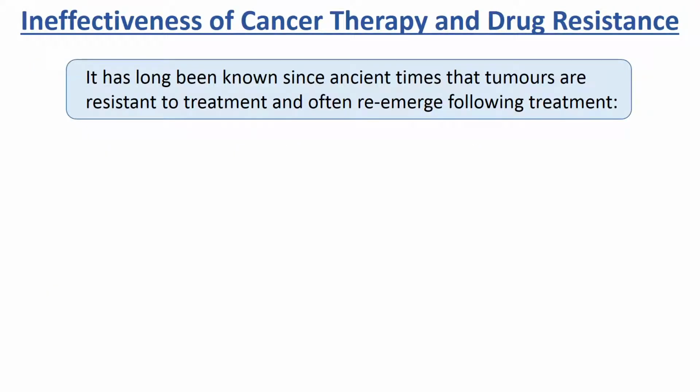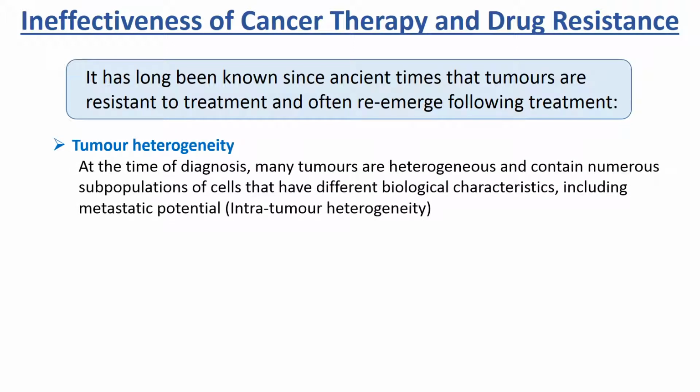It has long been known since ancient times that tumours are resistant to treatments such as chemotherapy and often re-emerge following treatment. I will now discuss some of the reasons why tumours become resistant to chemotherapy or can re-emerge. For example, at the time of diagnosis, many tumours are heterogeneous and contain numerous subpopulations of cells that have different biological characteristics, including metastatic potential. Thus, some cells may be sensitive to chemotherapy while other cells may not.